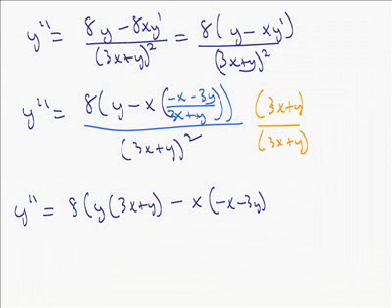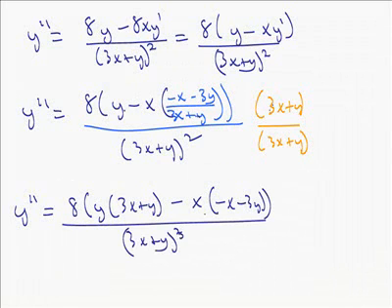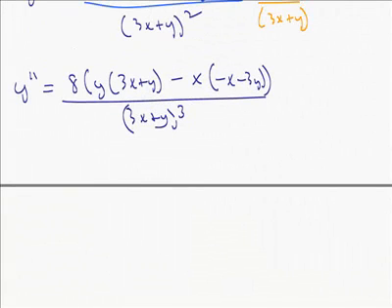because this will distribute here and cancel with that, 3x plus y times that term there, and again in our denominator we're going to get 3x plus y quantity squared times another one, so quantity cubed. We take 3x plus y squared times 3x plus y. Alright, hang on here, hang with me, we're almost to the end. So we get that y double prime is equal to 8y times 3x plus y.